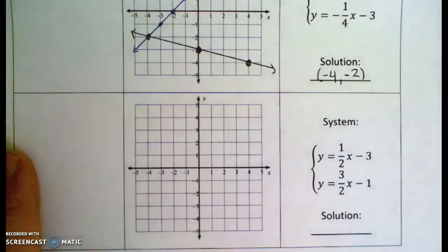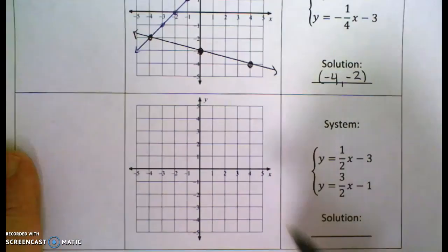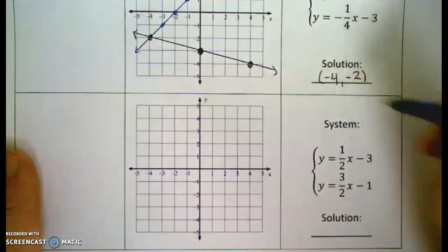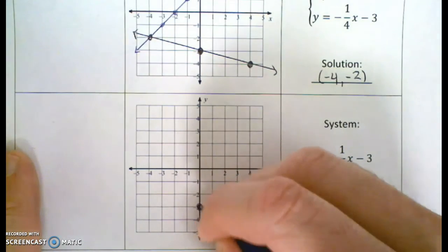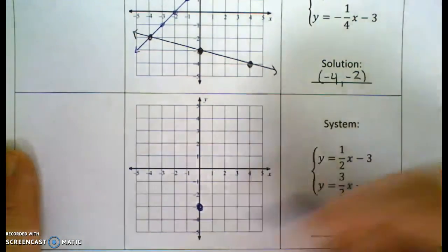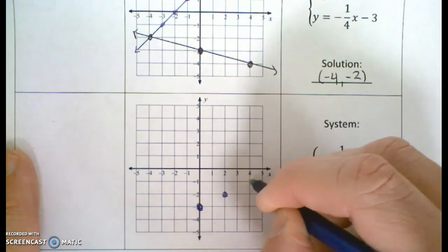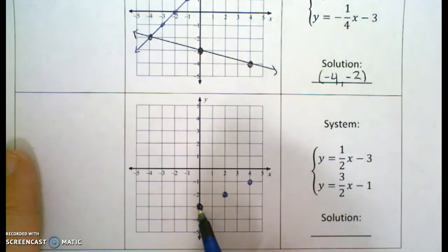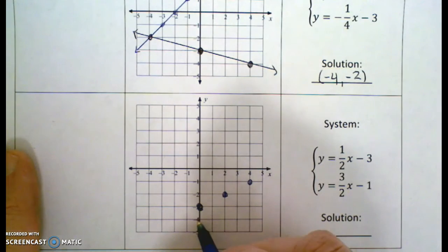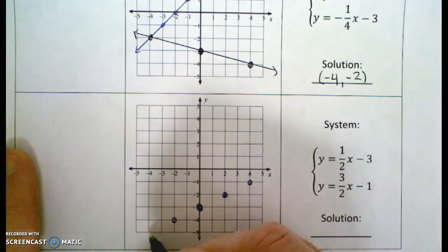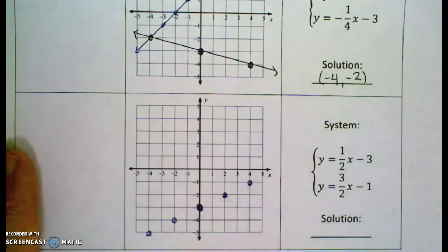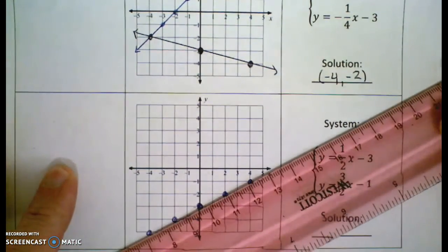And now our last example, we'll do the same thing. My y-intercept for the first line is negative 3. The slope is 1/2, so that means I'm going up 1 over 2. Up 1 over 2. Go back to the y-intercept and do the reverse. Go down 1 to the left 2. Down 1 to the left 2. So there's my first line.